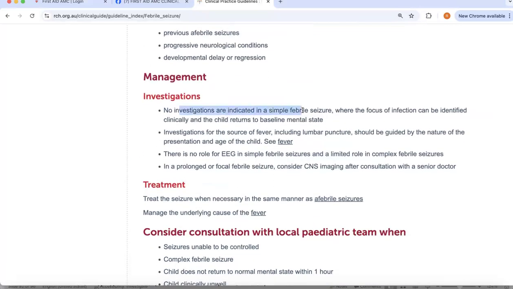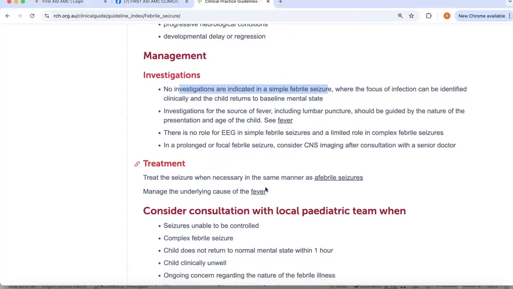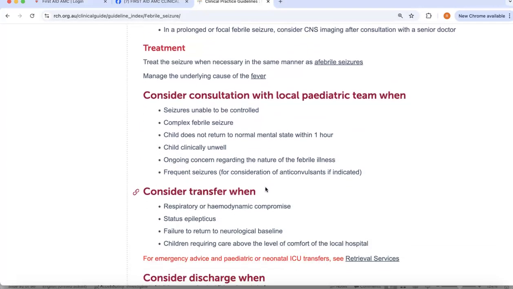So no investigation is usually required if it is a simple febrile seizure. But you can try to find out what's causing the fever. If you don't know what's causing the fever, then again you need to do a full septic workup. So the treatment of seizure is mainly managing the cause of the fever. So why the child got the fever? If it is an upper respiratory tract infection, then manage the upper respiratory tract infection symptomatically, which means if there is fever, give some Panadol to reduce the fever. So just symptomatic treatment is all that you need to do.